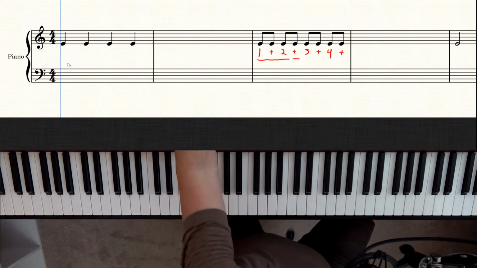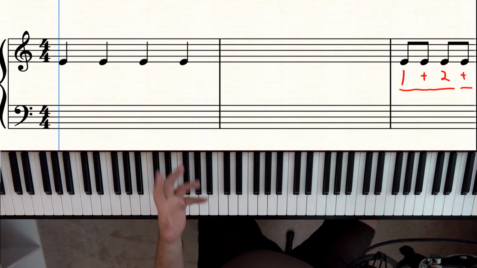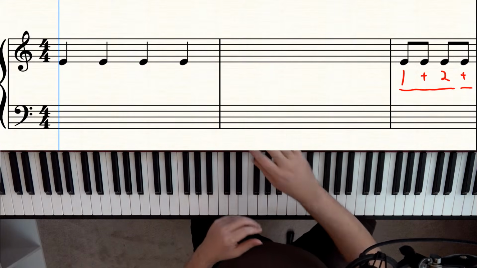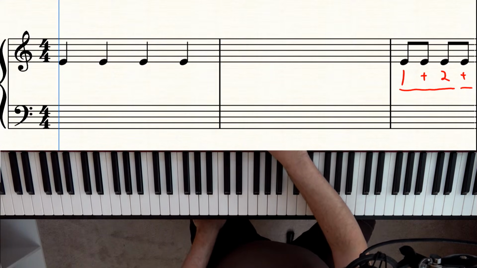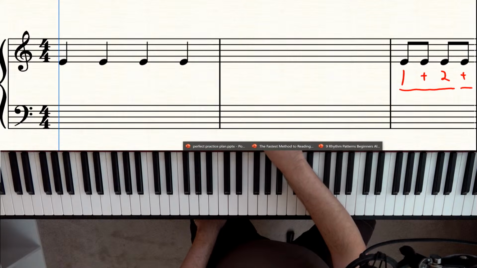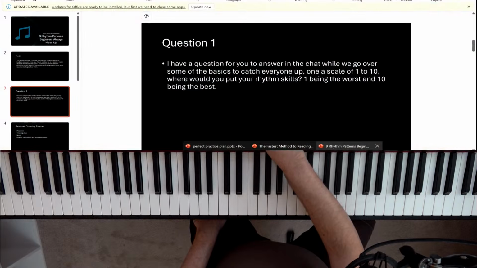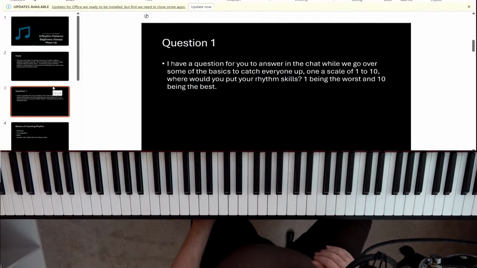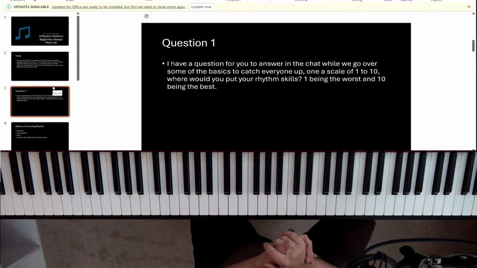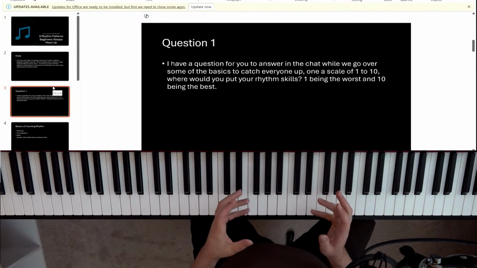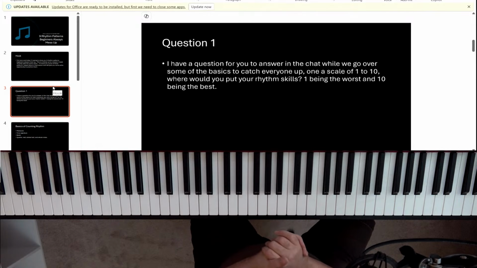Okay, we need to go over the basics of counting first. And actually, I do have a question for you guys. Hold on, let me bring this up. I want you to answer this in the chat while I am teaching the opening stuff here. On a scale of 1 to 10, where would you put your rhythm skills? 1 being the worst and 10 being the best. So let me know, 1 through 10.